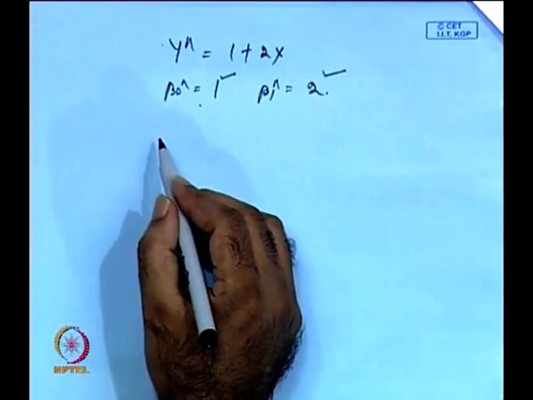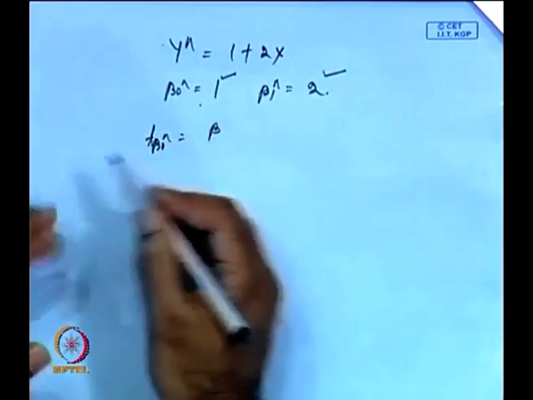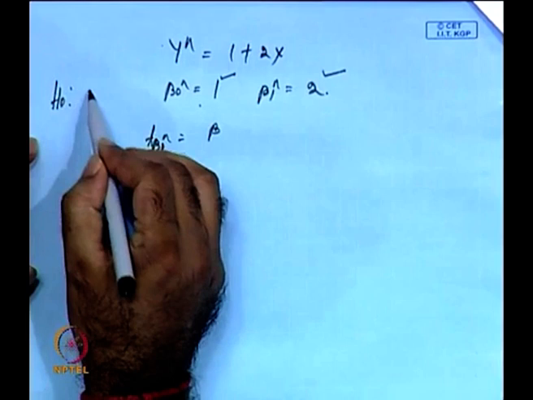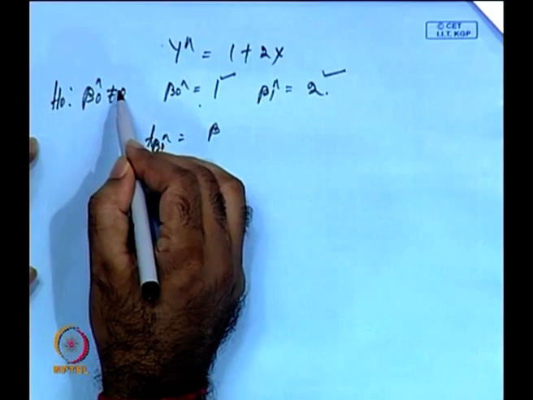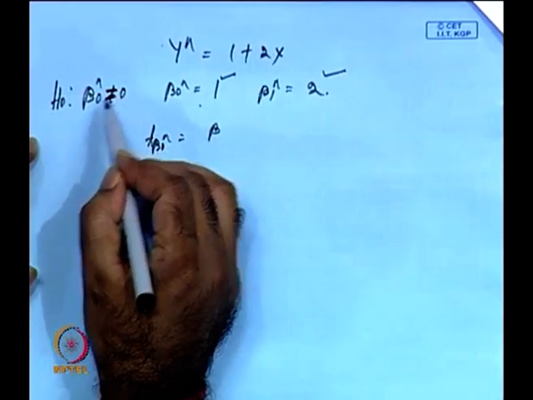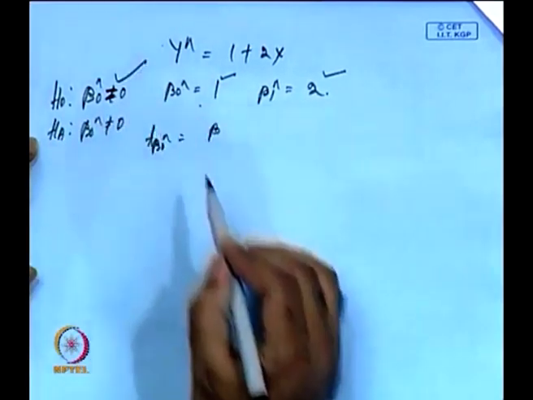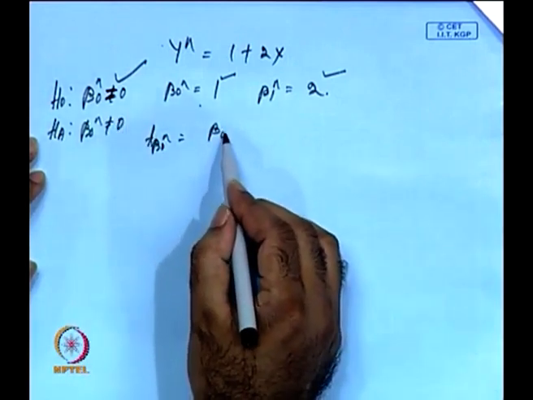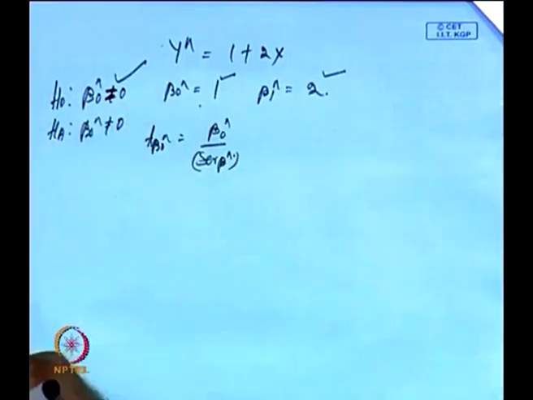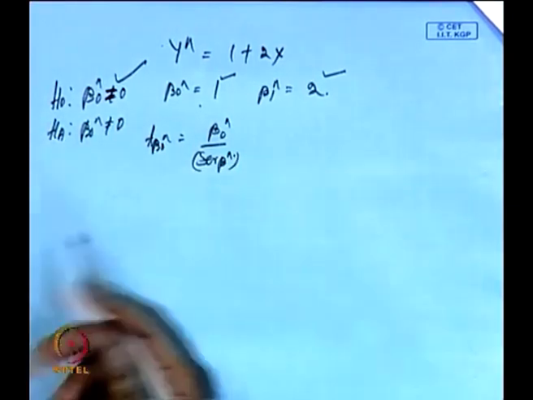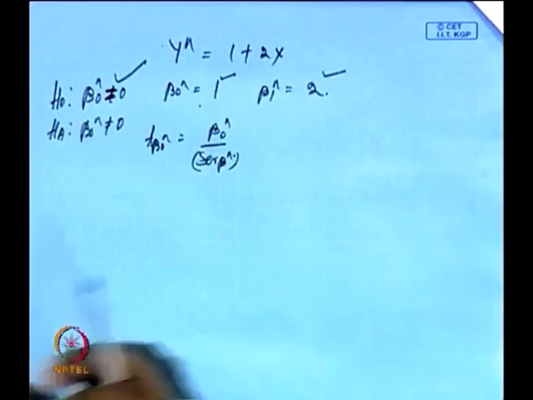So we would like to calculate t for beta 0 hat. Accordingly, we have to set the null hypothesis that beta 0 equals 0, against the alternative hypothesis that beta 0 is not equal to 0. So t equals beta 0 hat divided by the standard error of beta 0 hat. Similarly we have to calculate the variance of beta hat. The moment you multiply this, you will get this value.